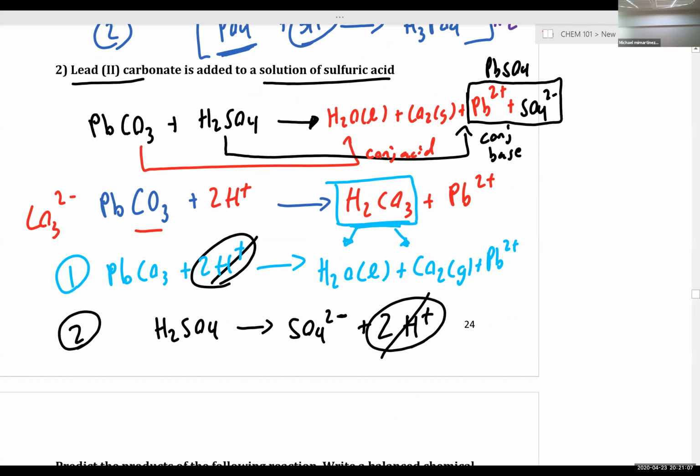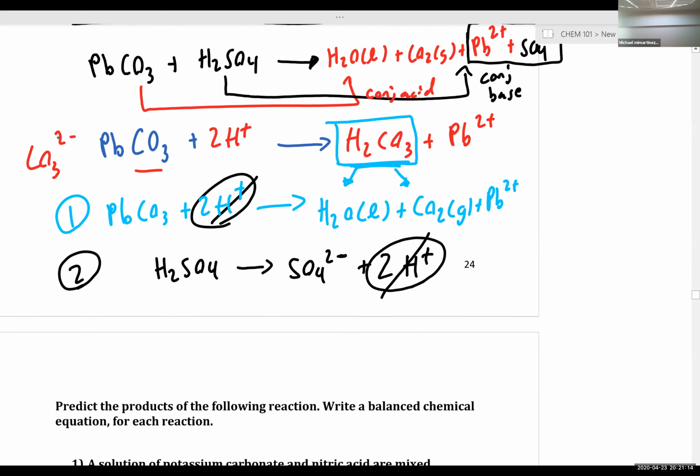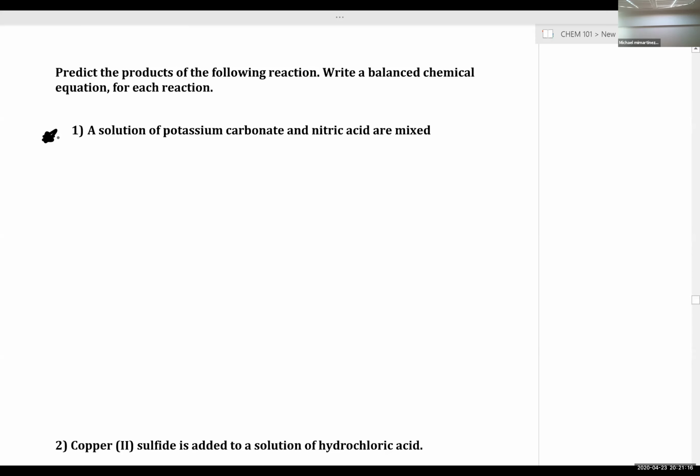Okay, let's look at a few more examples. So I'd like you to start with question 1. We're going to spend about 6 minutes on this question. I'd like you to predict the products of each of the following reactions and write a balanced chemical equation for each reaction.